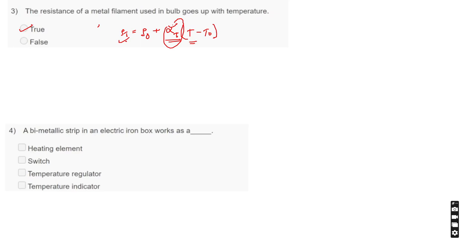So, a bimetallic strip of an electric iron works as what? Can anyone guess it? Answer. Ma'am, temperature regulator? The possible answers are temperature regulator as well as temperature indicator. Okay, both are relevant. Why not a switch? Yeah, that's true. Then only it can check the temperature, how much in the iron box. But it can't be a heating element. That will be a separate coil.